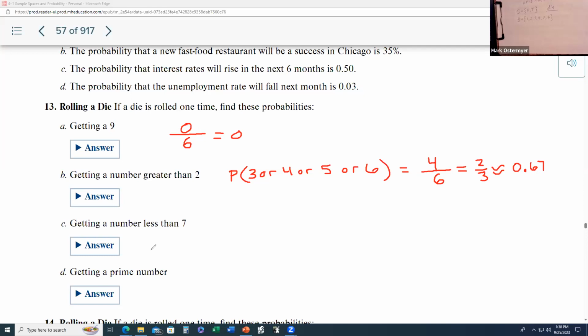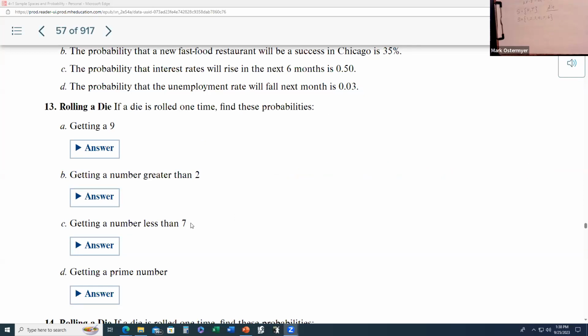What's the probability of rolling a number less than 7? What do you think? How many ways can you roll a number less than 7? Six ways, divided by 6 possible outcomes. 6 divided by 6 is 1. In other words, there's a 100% chance, ladies and gentlemen, when you roll a die, you're going to roll a number less than 7. I think that's pretty obvious.